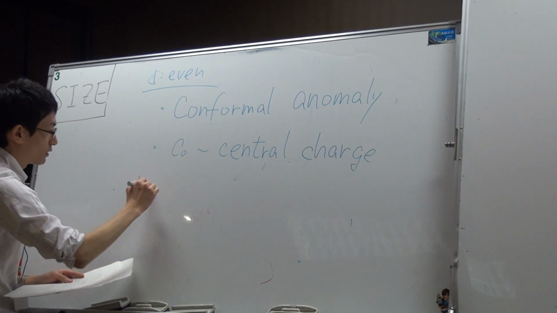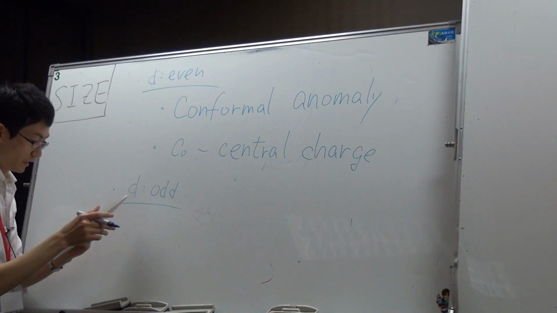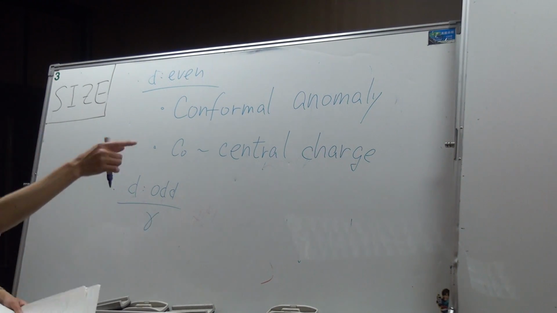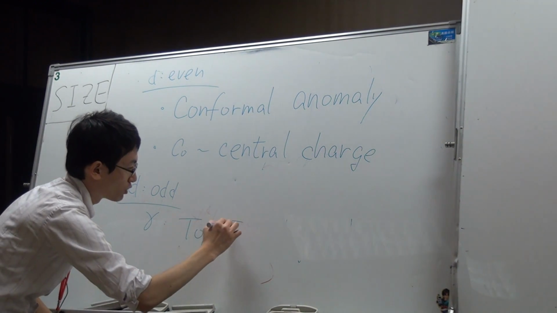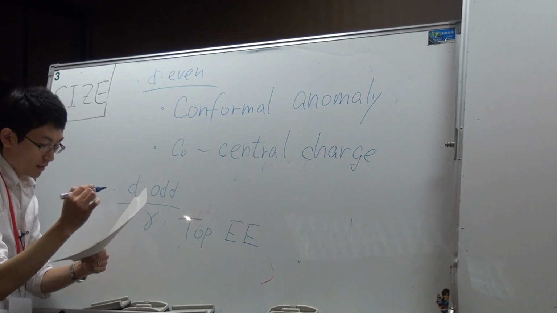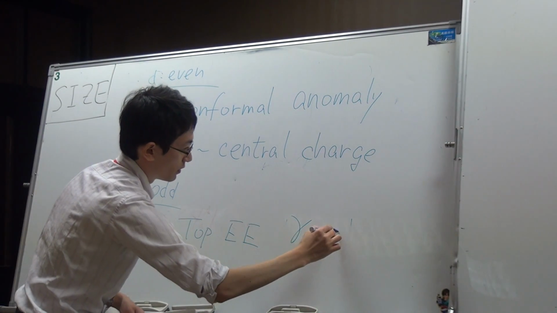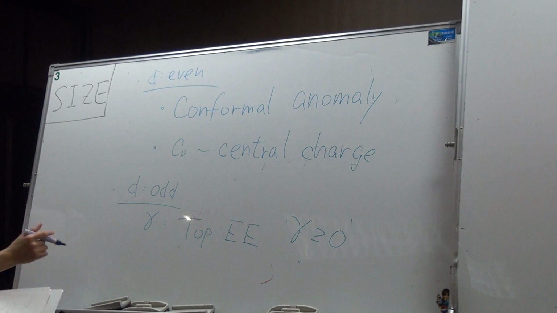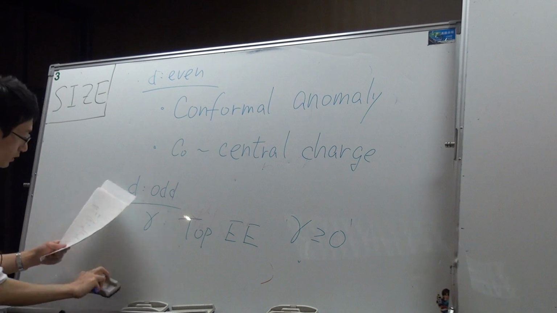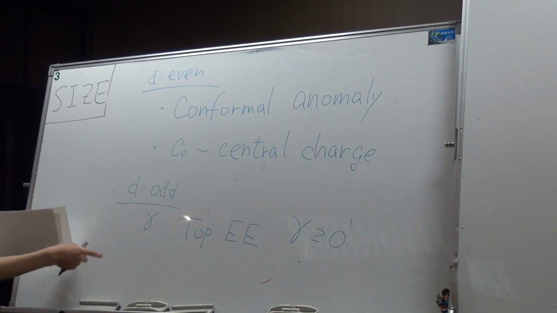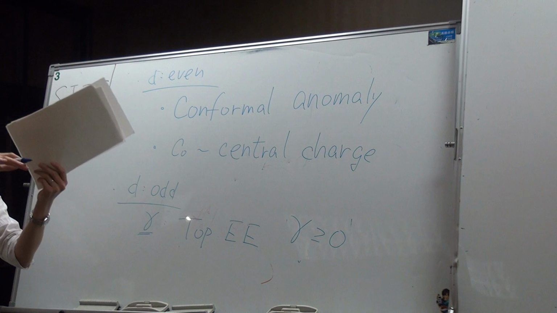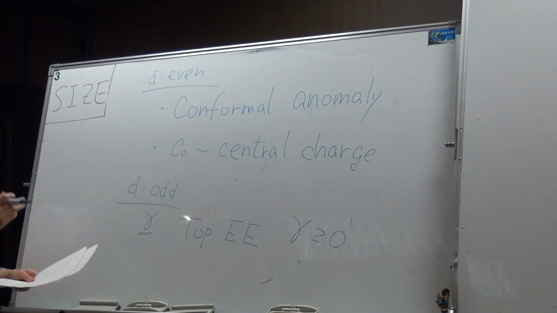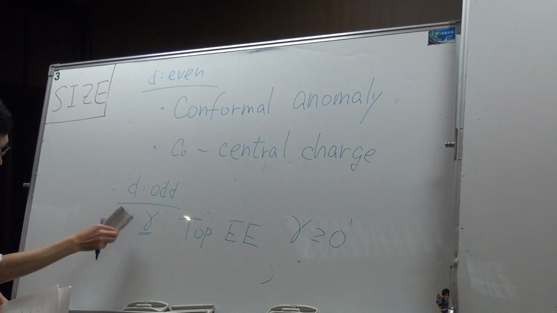And on the other hand, in odd dimension, there is no conformal anomaly, but you have a constant part, gamma. Gamma is called topological entanglement entropy. And gamma is supposed to be positive. And this is a nice order parameter for topological phases in condensed matter physics. And for us, it is also very important because this gamma is related to the partition function on a sphere, as we will see later, maybe on Friday. So this part becomes very important.